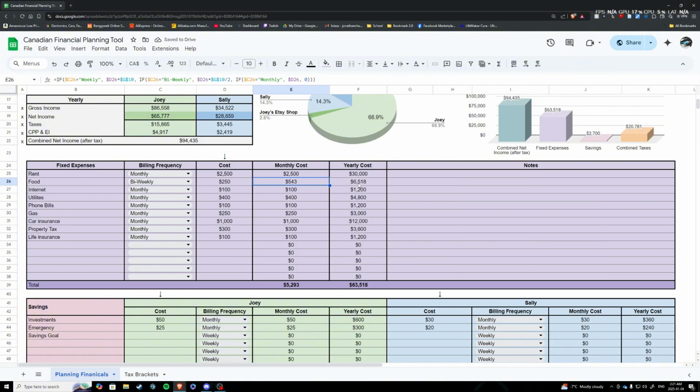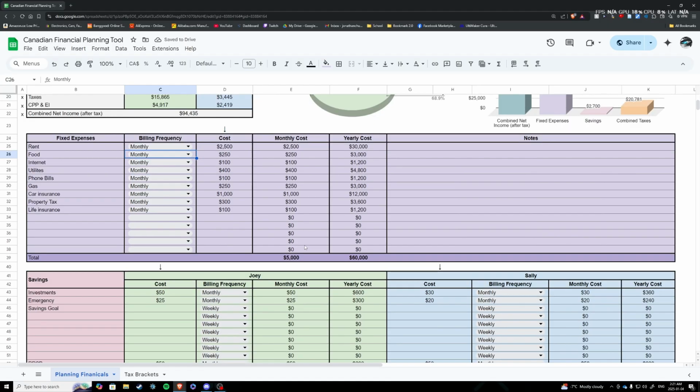So yeah, you can see that. I'm going to change it to weekly. So that's 1,000, 13K. Anyways, change that back. Then we have the summation of our monthly costs. Joey and Sally need to make a minimum $5,000 monthly, and yearly they need to make a minimum $60K.